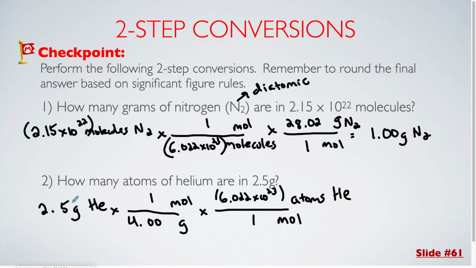So we are going to have 2.5 divided by 4, and then multiplied by Avogadro's number. We have to round for the two significant figures here, so 3.76 is going to become 3.8 times 10 to the 23rd power, and that is atoms of helium.